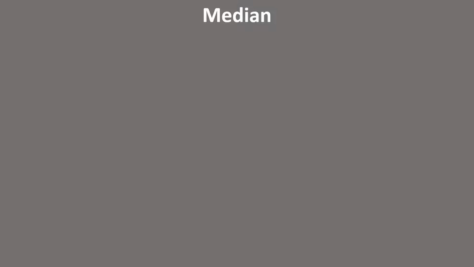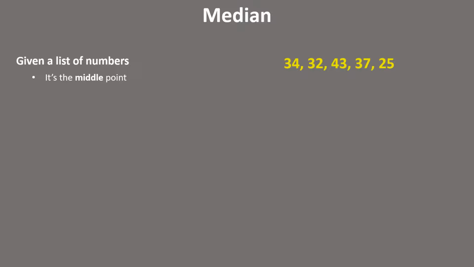Okay, let's try to understand what the properties of it are. Given a list of numbers, let's say you have been given a list of 5 numbers. The first point is it's the middle point in the given population. Let's try to see if that's correct. So the middle point is 43. Is that correct? That will be clear in the next point.